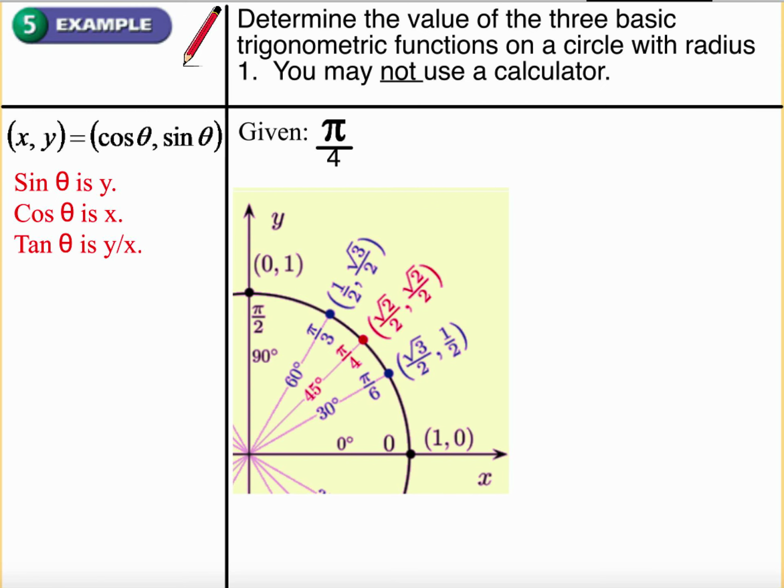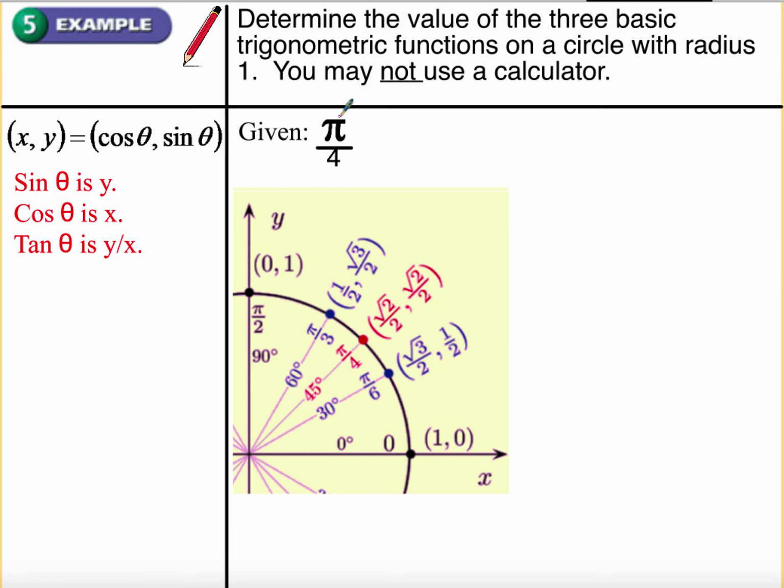All right, example number 5. Ooh, we are going through these quickly. So we're supposed to determine the value of the 3 basic trig functions on a circle with a radius of 1. We are not supposed to use a calculator. So here we can see where these are located on the unit circle, which has a radius of 1, and they're plotted. So your x comma y is how a point is always written. That's called an ordered pair. And that's going to be your cosine value, comma, your sine value. So your x value goes along with cosine, your y value corresponds to your sine value.